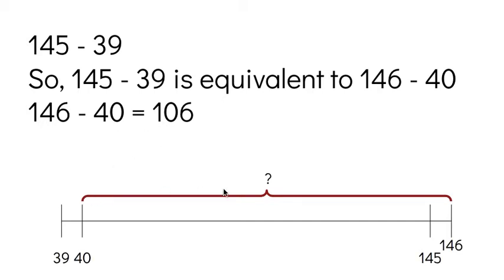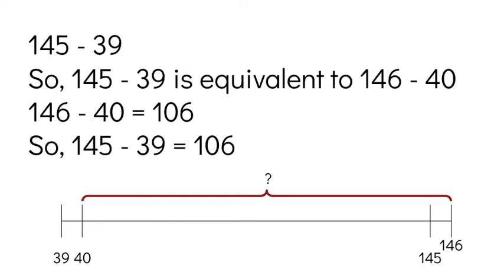And since that distance is the same as the distance between 145 and 39, then that means that the difference between 145 and 39 is also 106. So by adjusting both of those numbers and making an easier number to subtract, I still maintained that same distance and I created that equivalent subtraction problem that was so much easier for me to do mentally.